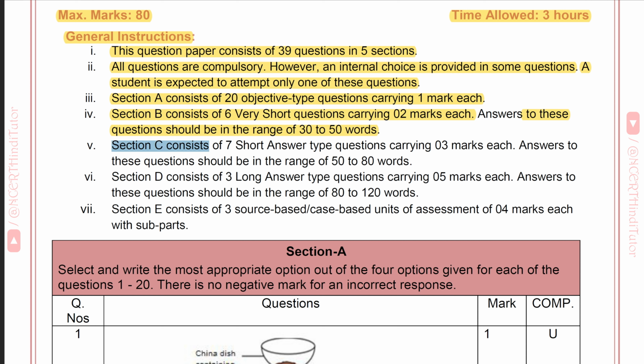Section C consists of 7 short answer type questions carrying 3 marks each. Answer to these questions should be in the range of 50 to 80 words.